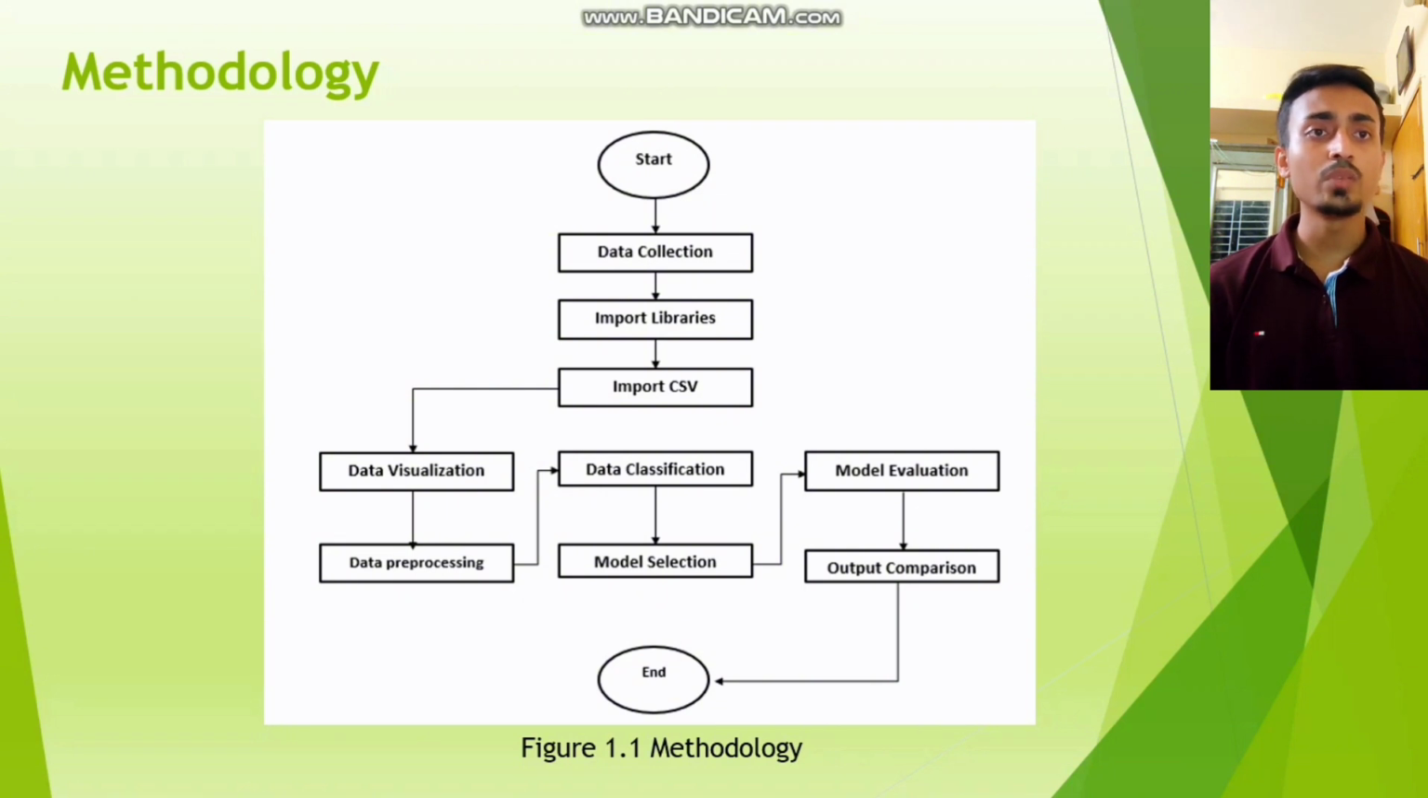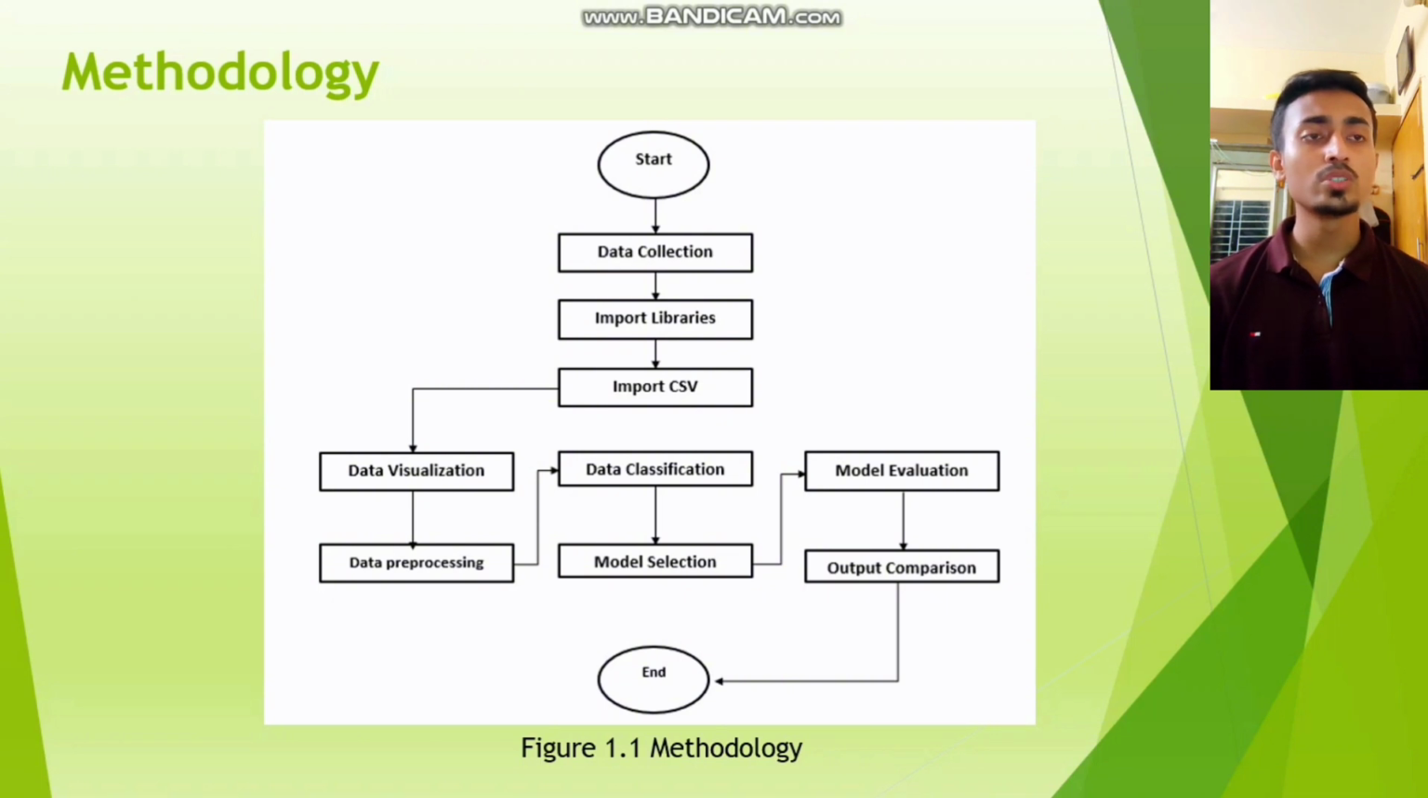Then data preprocessing. We preprocessed our data. We checked whether there are missing values or not. Then we converted our target feature, which is in string type, into numerical type. The target feature has two classes, stable and unstable. We convert the stable class into 1 and the unstable class into 0. Data classification. In this part, we classified our data into two parts, training and testing. 80% of data we converted into the training dataset and 20% for the testing dataset.